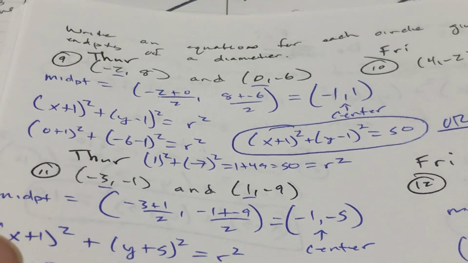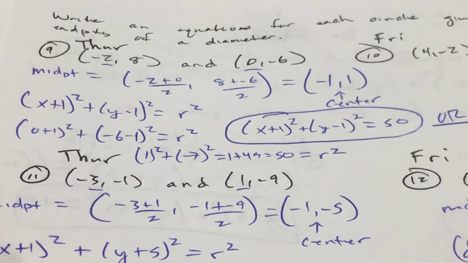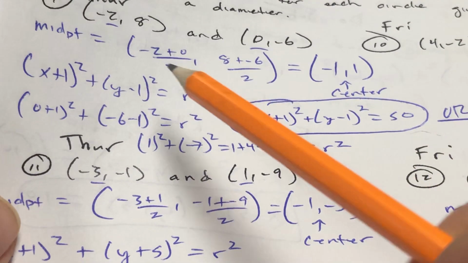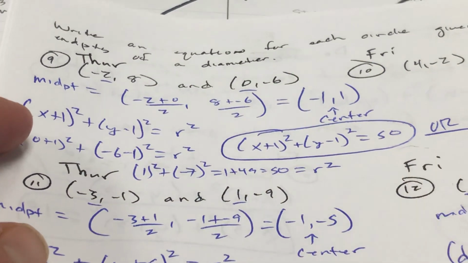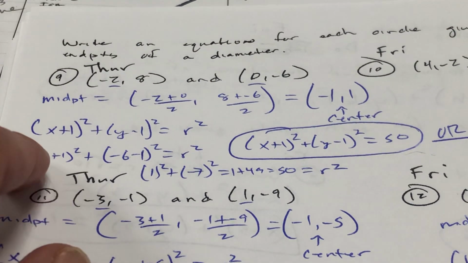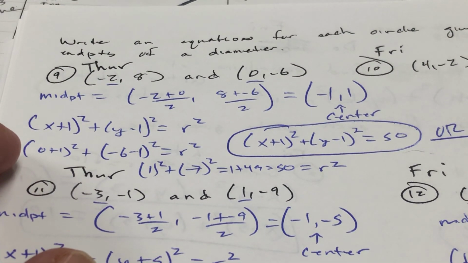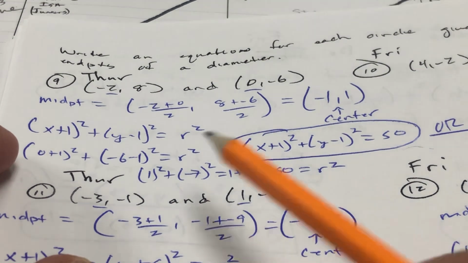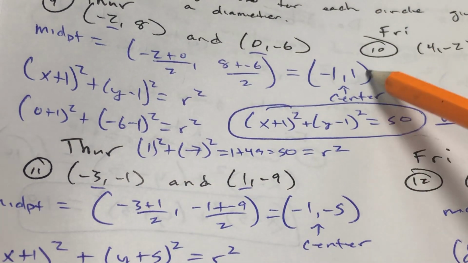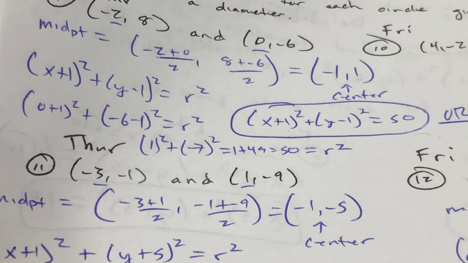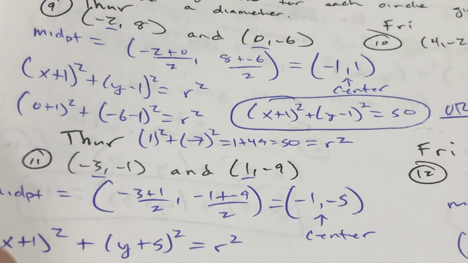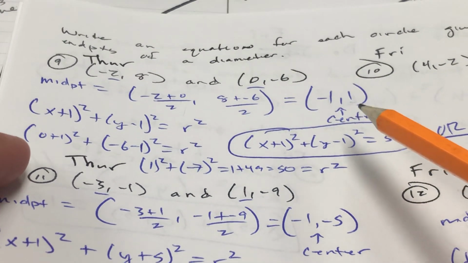Here's what we're doing. Write the equation of a circle given the endpoints of the diameter. So the equation of the circle, same type of question as before. If I have 2 points of a circle here, I can find the midpoint. What is the midpoint? I'm going to add up those 2 points, divide by 2. So the midpoint between those 2 points is -1, 1. So that's the center of the circle.